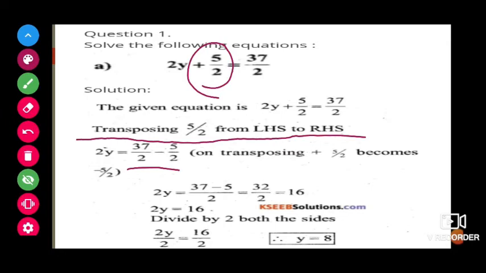Now if I send it to that side, I will get 2y is equal to 37 by 2 minus 5 by 2. Now both the denominators are the same, so we can do the subtraction between the numerators. 2y is equal to 37 minus 5 by 2, that is 32 by 2, which is equal to 16.